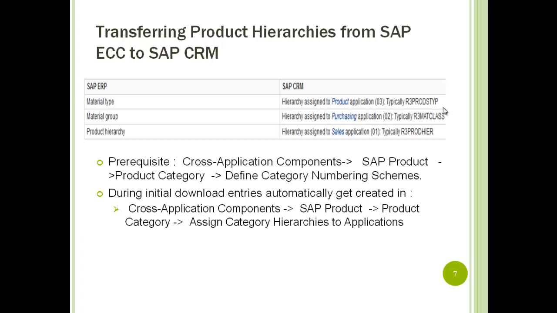Now if we talk about delta download, a delta download is not available for customizing objects. The initial download has to be repeated if there are new categories in SAP ERP or existing categories have been changed. Then you have to repeat the initial download to replicate the changes. Now if some categories are deleted in SAP ERP, what to do? You have to repeat the initial download and the category will be deleted in SAP CRM, but this will only be possible if it is not being used in SAP CRM. So you have to keep that in mind.